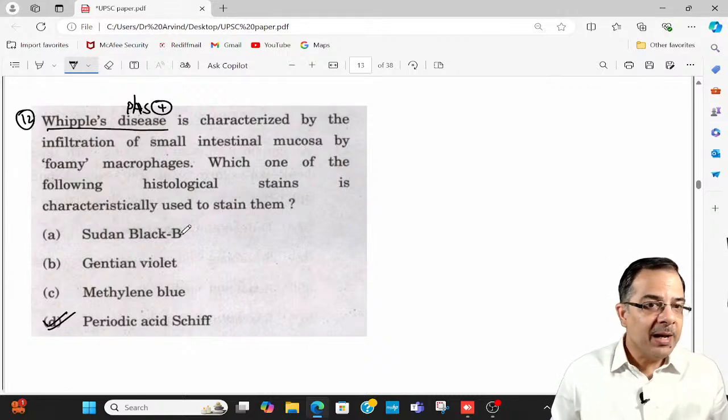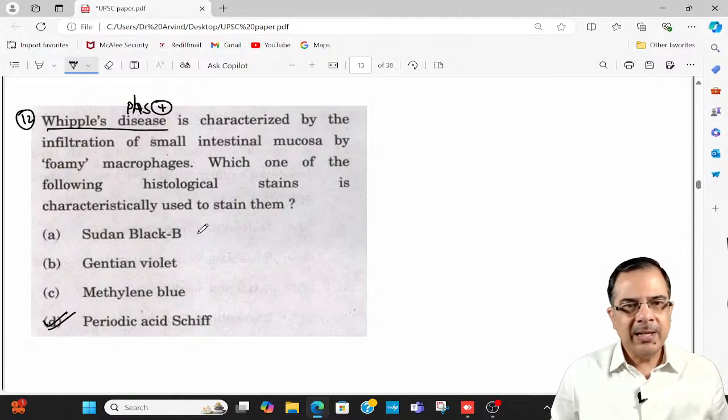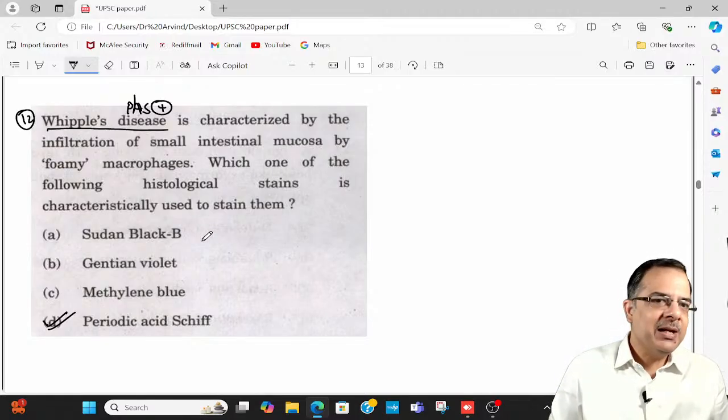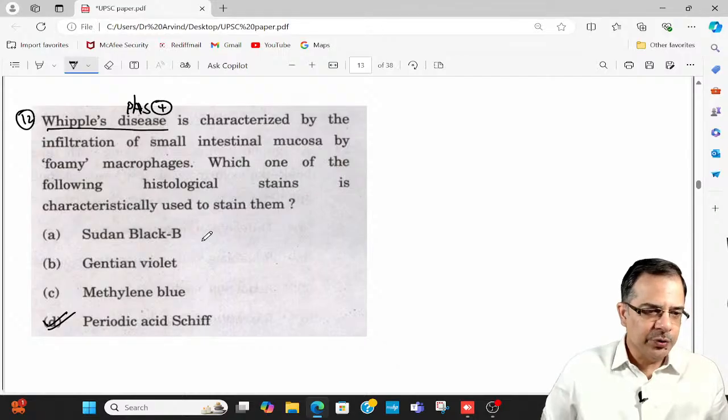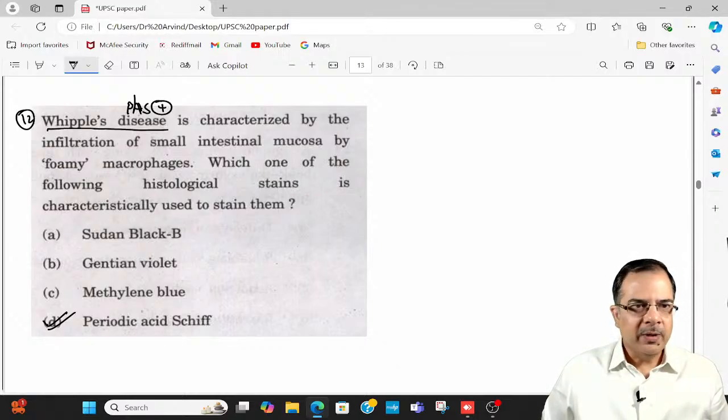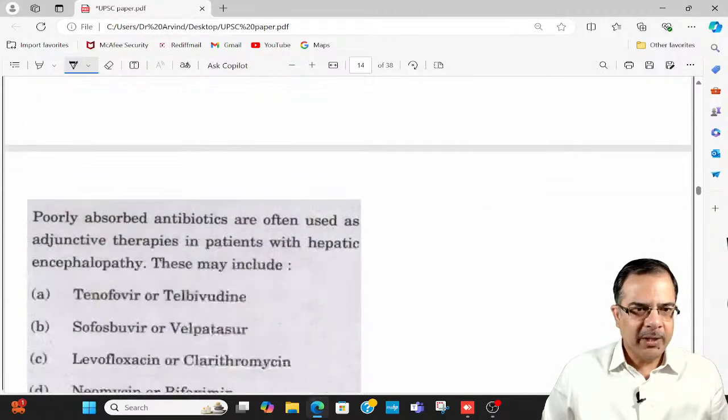Sudan black, remember, Sudan black stain is for fat malabsorption, the Sudan stain which is used for fat. Now coming to question number 13.